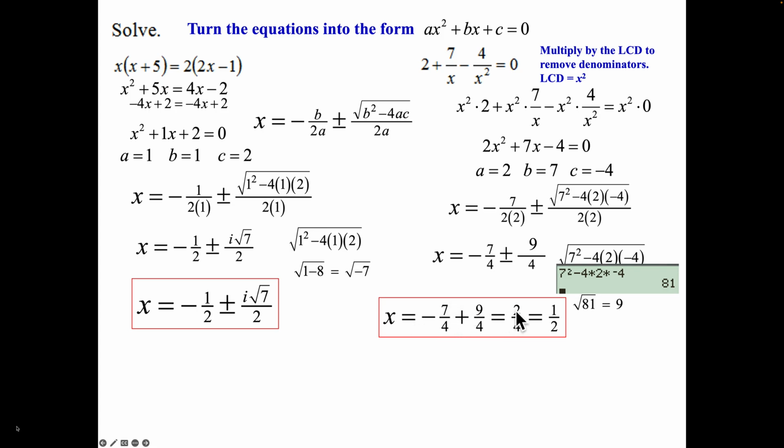Negative 7 plus 9 is 2. 2 fourths is 1 half. So one of my answers is 1 half. Then we'll do negative 7 fourths minus the 9 fourths. Negative 7 minus 9 is negative 16. Negative 16 divided by 4 is negative 4. So negative 4 is my second answer.